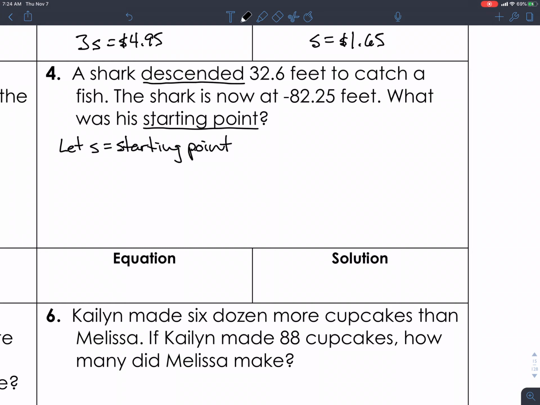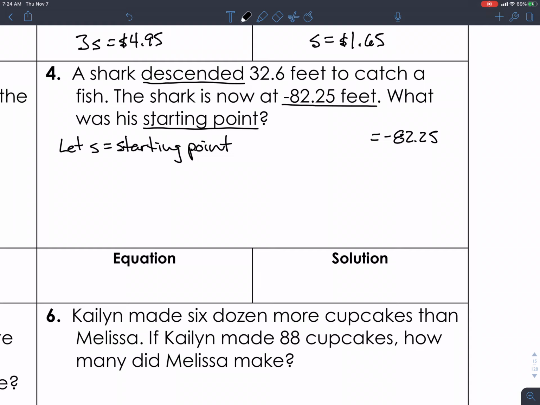Where did he end up? He ended up at negative 82.25 feet. So let's put that over here. Equals negative 82.25. That's our final number. That's kind of like our total. Where did we end up at?